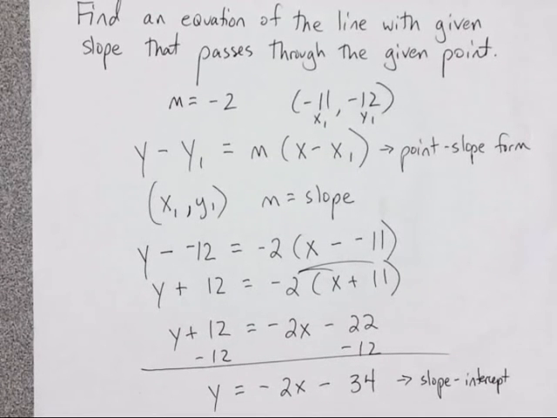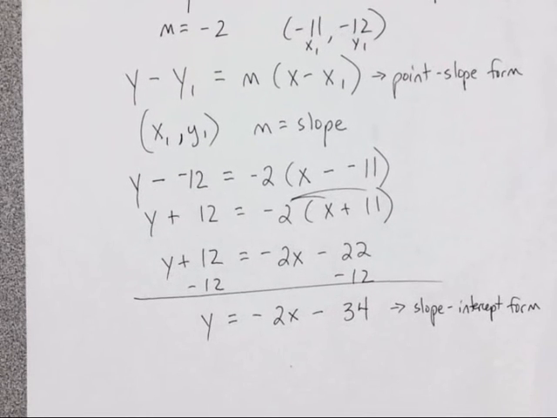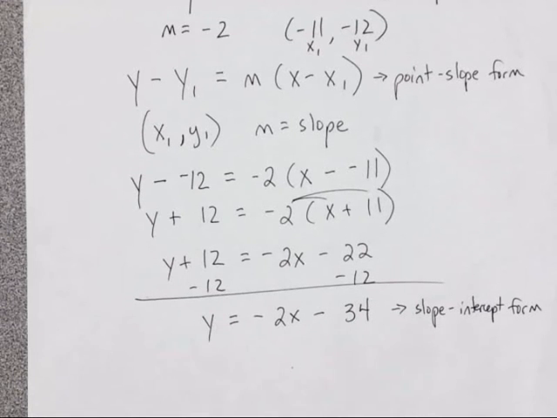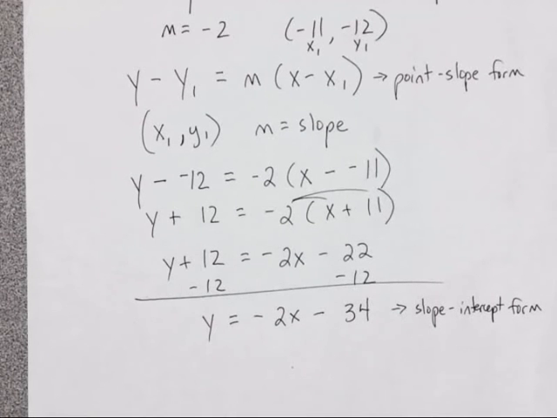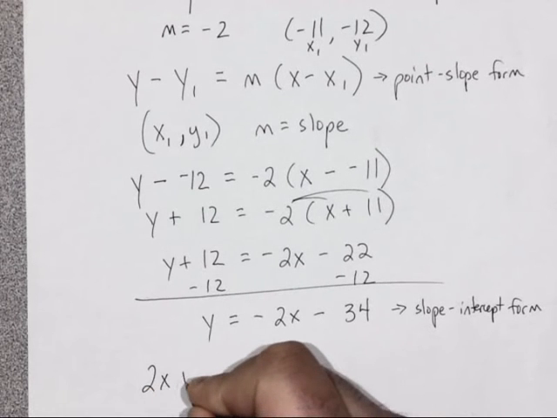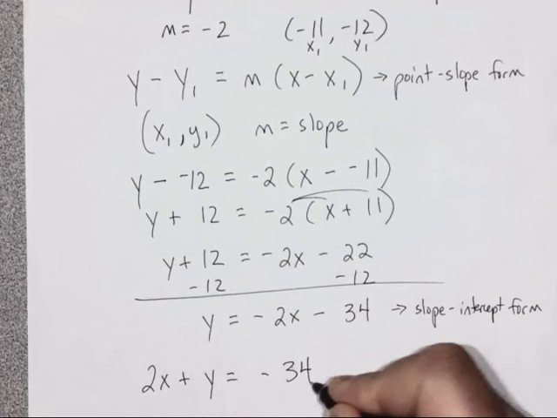Depending on what the textbook wants, they may want this in standard form. If that's the case, we just need to bring this x term over to the other side by doing the inverse. So since that's a minus 2x, we will add 2x to both sides. And so we get this.